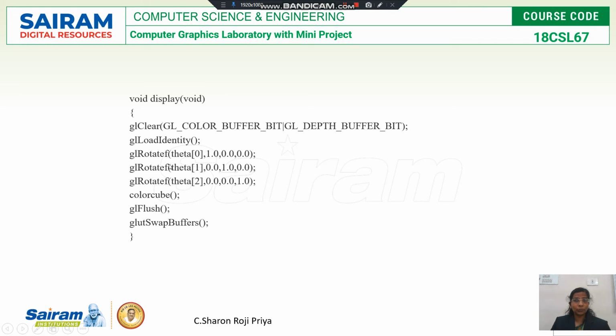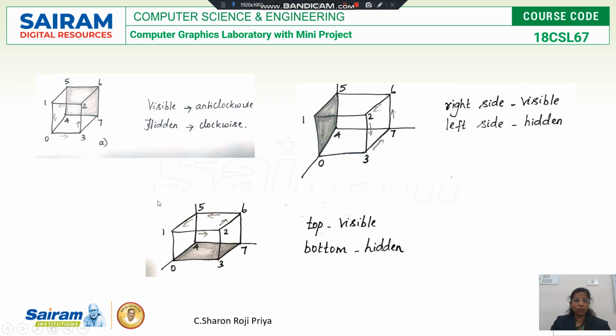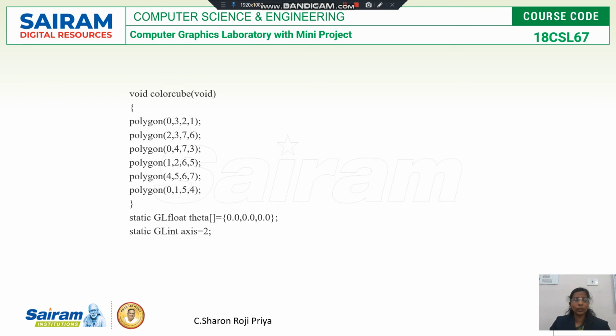Here, while spinning my cube, I will spin it along the x-axis, along the y-axis and along the z-axis. So here is the angle of rotation, this is along the x-axis, this is along the y-axis, this is along the z-axis, and you call your color cube. Where is your color cube function? Here is your color cube function, and as I said, your cube has 6 faces.